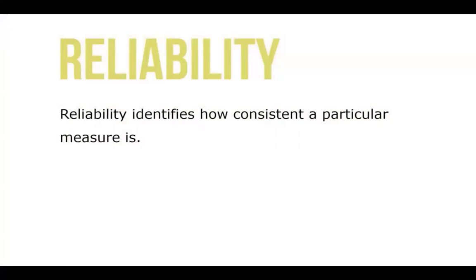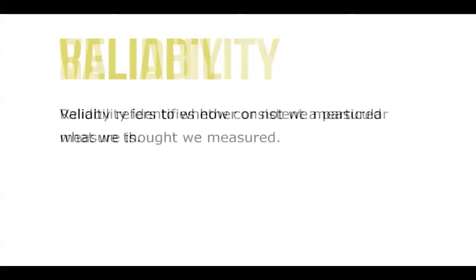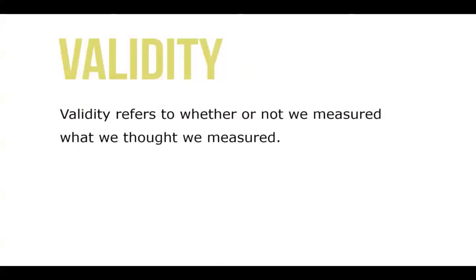Reliability identifies how consistent the particular measure is. In other words, does the measure give a similar result every time it's used or when it's used by more than one person? If it does, it's probably reliable. Validity refers to whether or not we measured what we thought we measured. What we're measuring seems obvious to us, but we sometimes make mistakes.